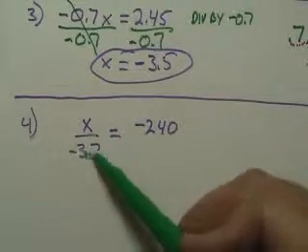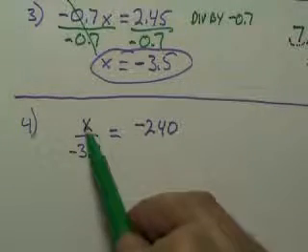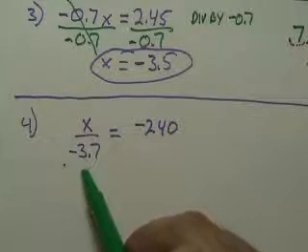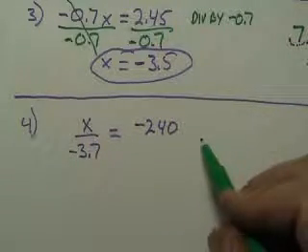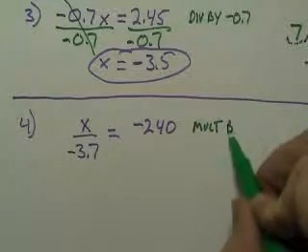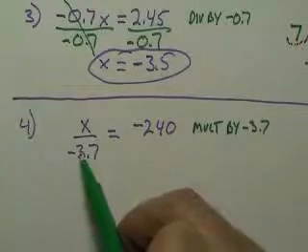So we have x divided by negative 3.7 equals negative 240. I want the variable by itself. I'm dividing by negative 3.7, so that means I have to do the opposite. So I will multiply. So I'll write that down here. I'll multiply by negative 3.7. I'm going to multiply by that number.